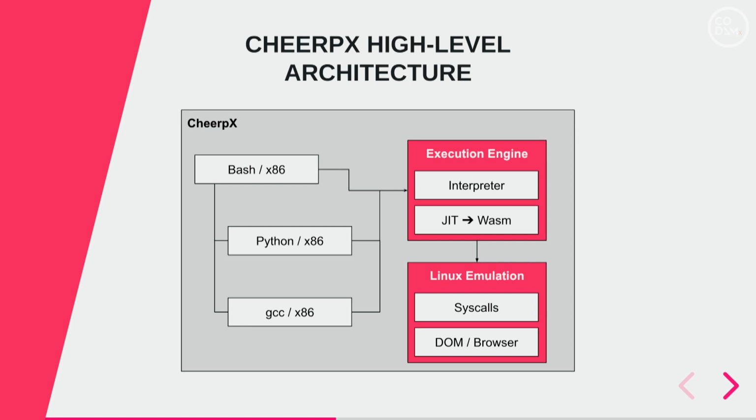And as these programs run, as these processes run, the two-tier execution engine of CheerpX will make them proceed. The interpreter will keep running for code that is not executed very often, and eventually code that is hot enough will be compiled to WebAssembly and executed much faster as WebAssembly code.